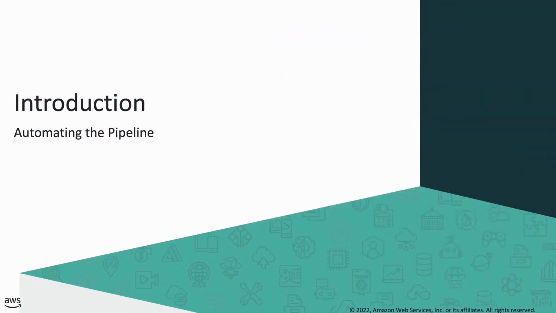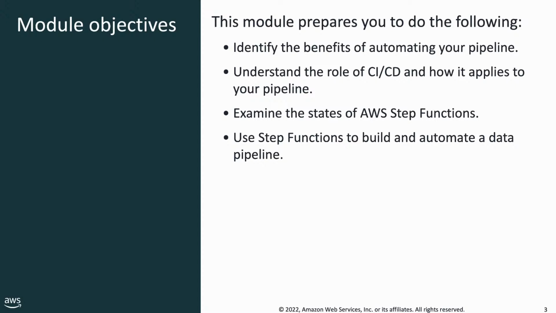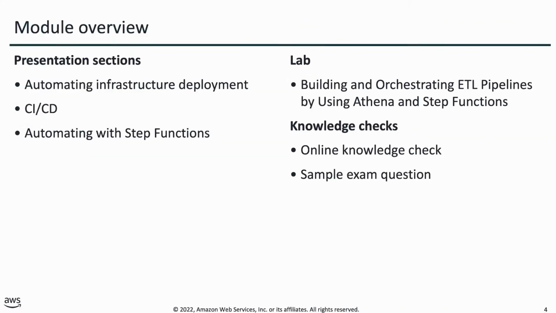Automating the pipeline. Let's go ahead and talk about how this works in data engineering. In this module, we will discuss the benefits of automating your pipeline, also the role of continuous integration and continuous delivery and how it applies to a pipeline. And we'll also talk about states of AWS Step Functions. And then we'll dig into using Step Functions to build and automate a data pipeline.